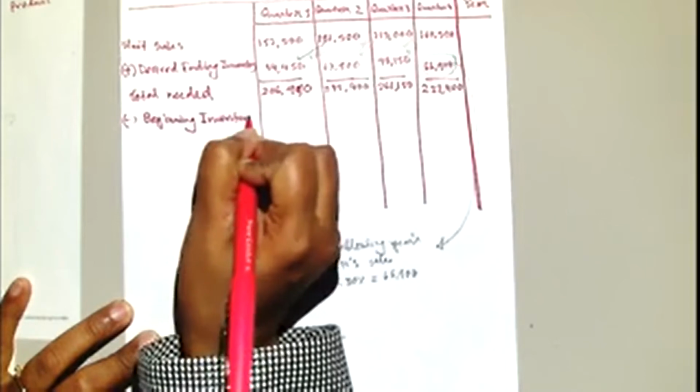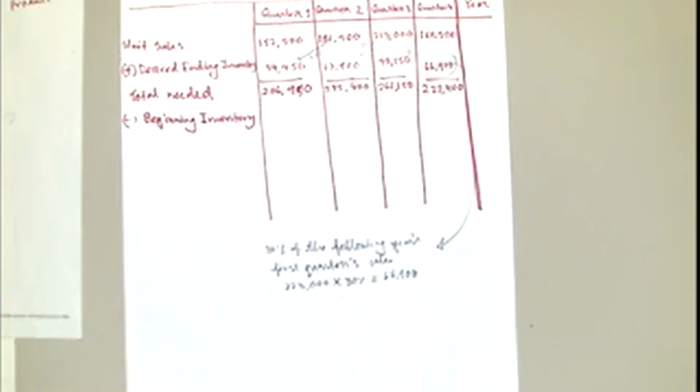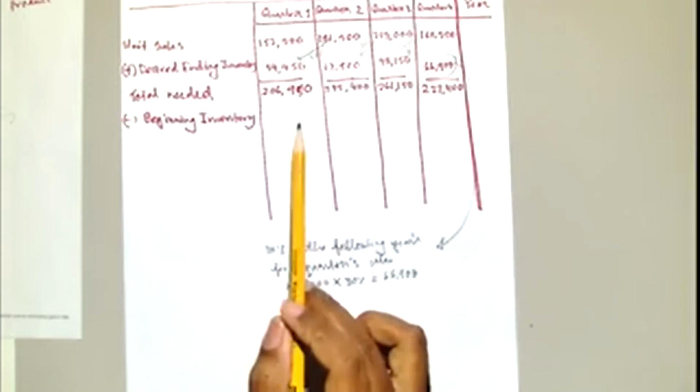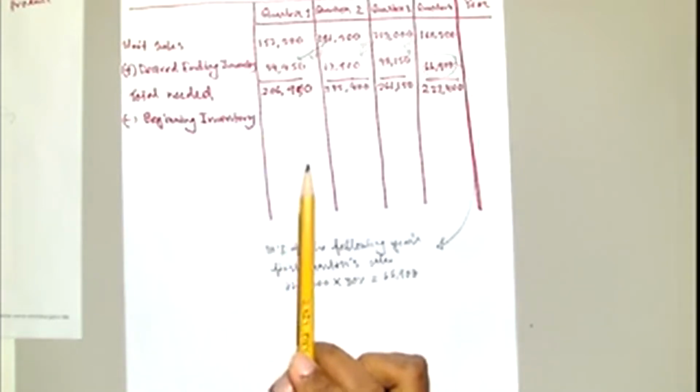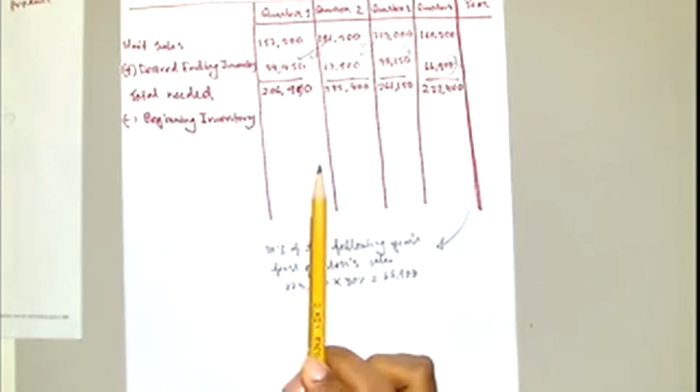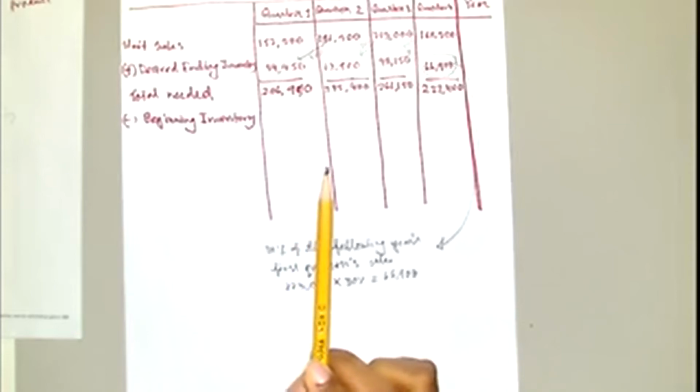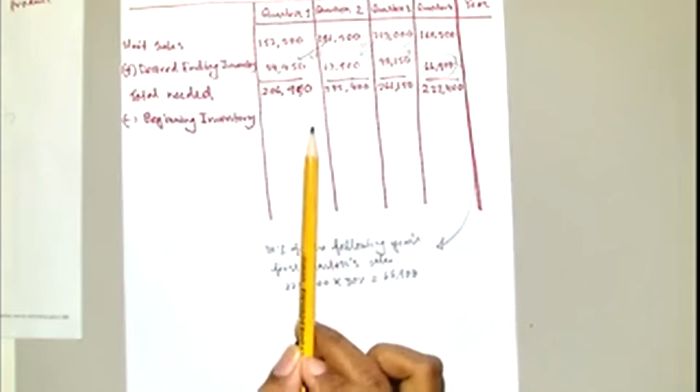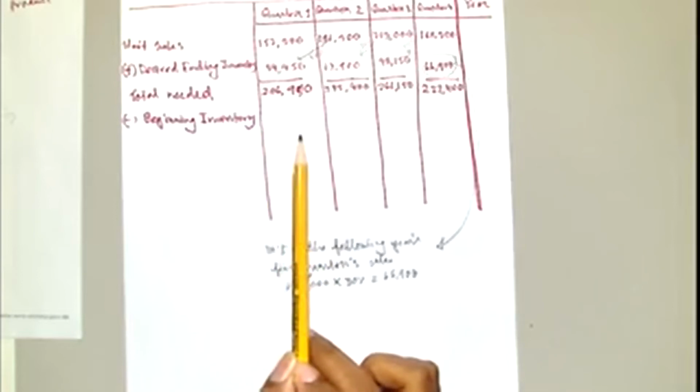And what do you mean by beginning inventory? Beginning inventory is actually last year's or last period's ending inventory. Now, for the first quarter, it's a bit tricky to calculate the beginning inventory, but we actually did it. Anthony, you got it? Or any clue? How can I get the first quarter's beginning inventory?